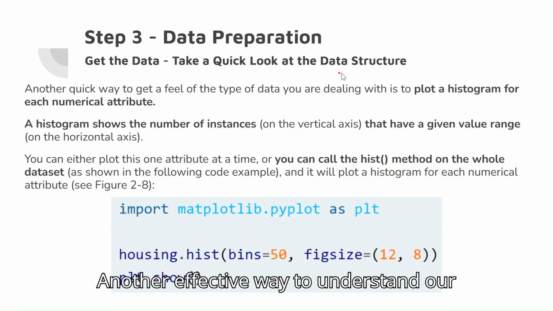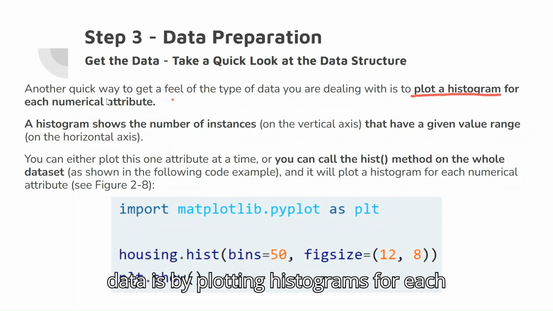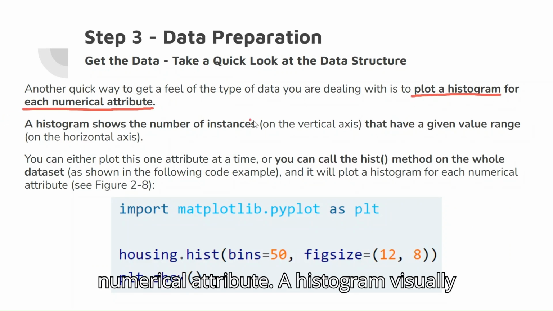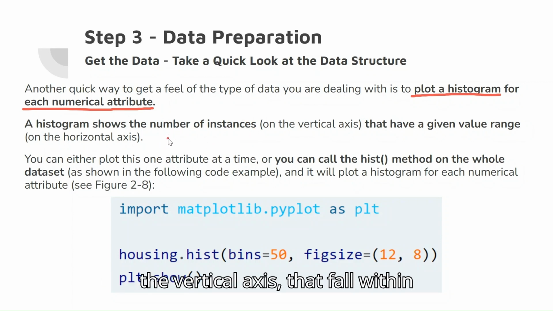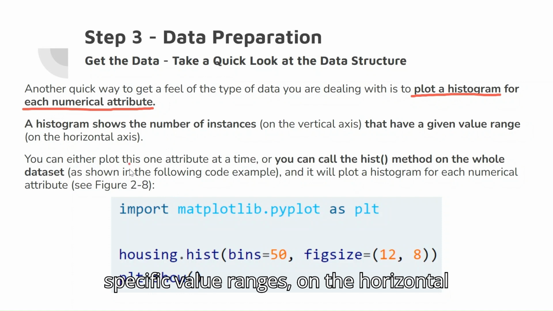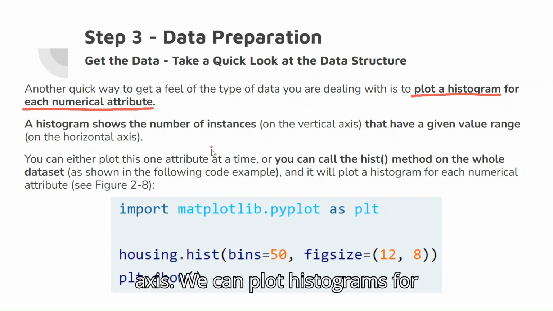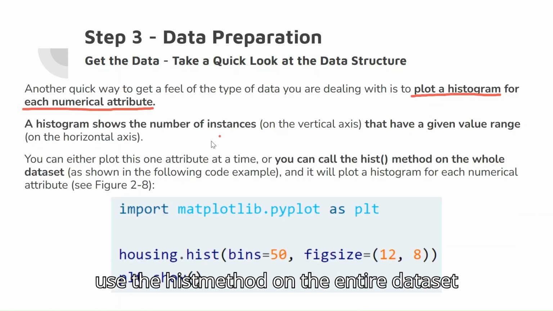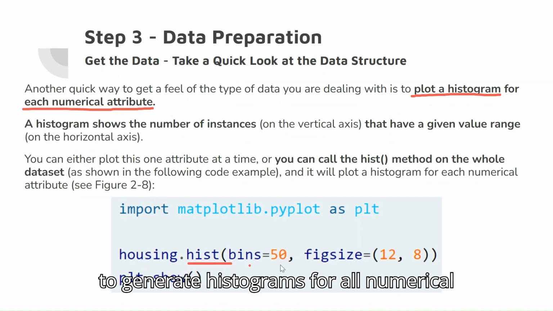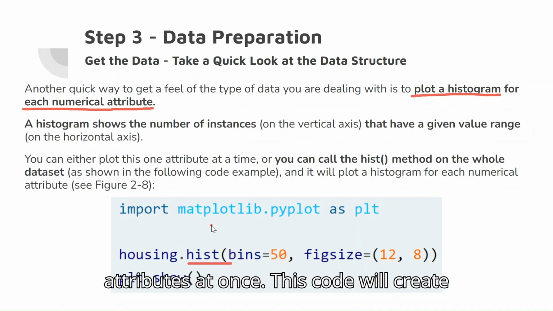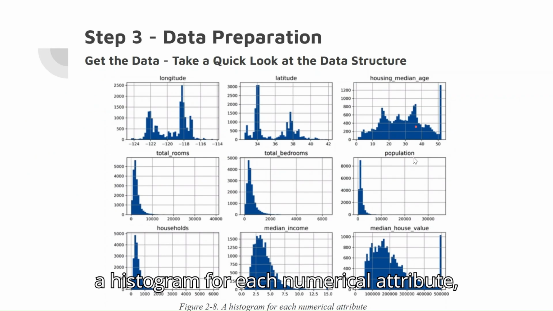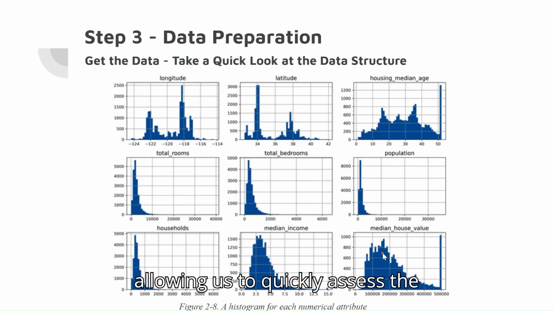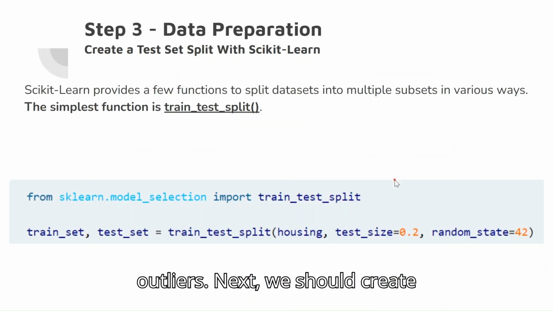Another effective way to understand our data is by plotting histograms for each numerical attribute. A histogram visually represents the number of instances on the vertical axis that fall within specific value ranges on the horizontal axis. We can plot histograms for individual attributes, but we can also use the hist method on the entire dataset to generate histograms for all numerical attributes at once. This code will create a histogram for each numerical attribute, allowing us to quickly assess the distribution of values across the dataset. It's a great way to identify patterns, skewness, and potential outliers.